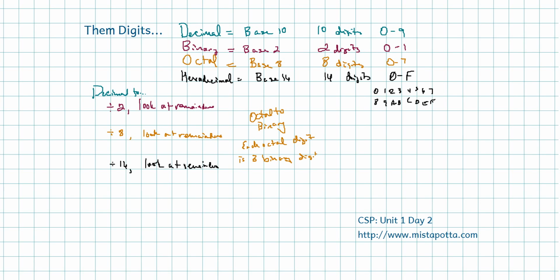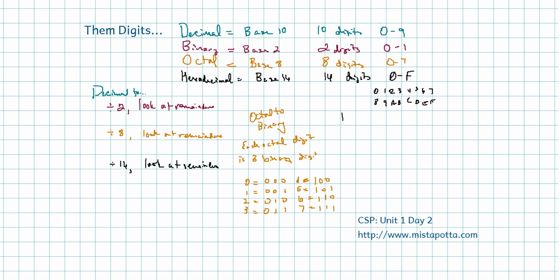So if I wanted to convert, 0 is really 0, 0, 0. 1 is really 0, 0, 1. 2 is 0, 1, 0, because that would be a 2 and no 1s. 3 has no 4s, a 2, and a 1. 4 is going to be 1, 0, 0. 5 is going to be 1, 0, 1. 6 is going to be 1, 1, 0. And 7 is going to be 1, 1, 1. And that's if I wanted to convert from octal to binary.